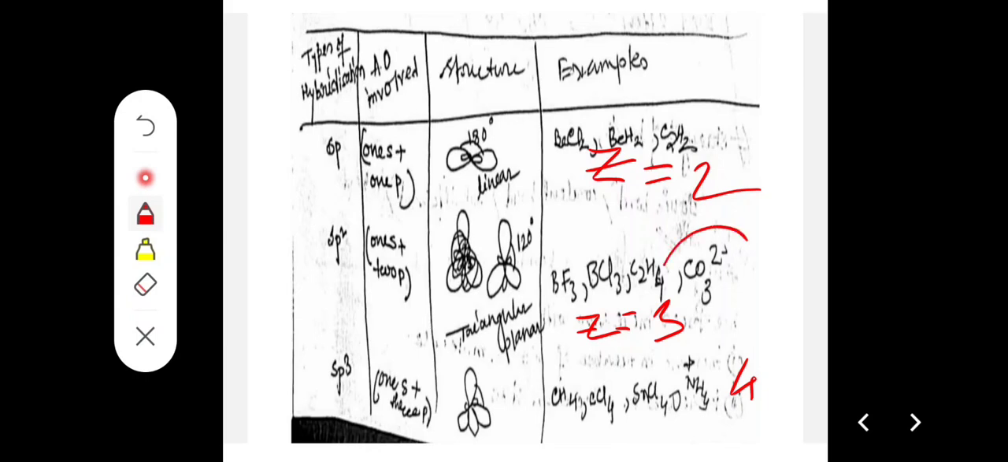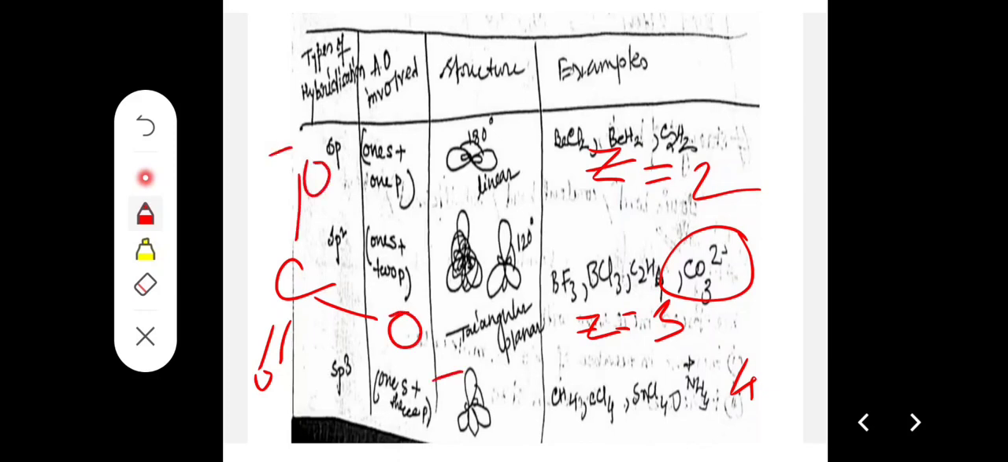CO2 we know is C double bond O, with O negative in the structure. This is the structure. And sp3 is 1s and 3p, tetrahedral, for example CH4, CCl4, SnCl4 and ammonia. So, up to this.